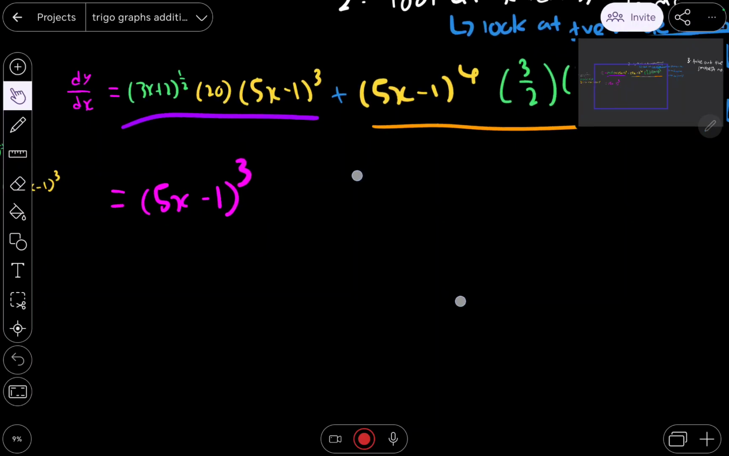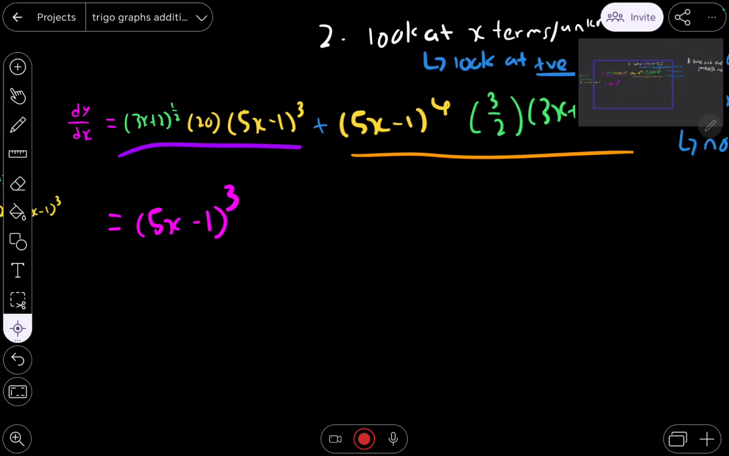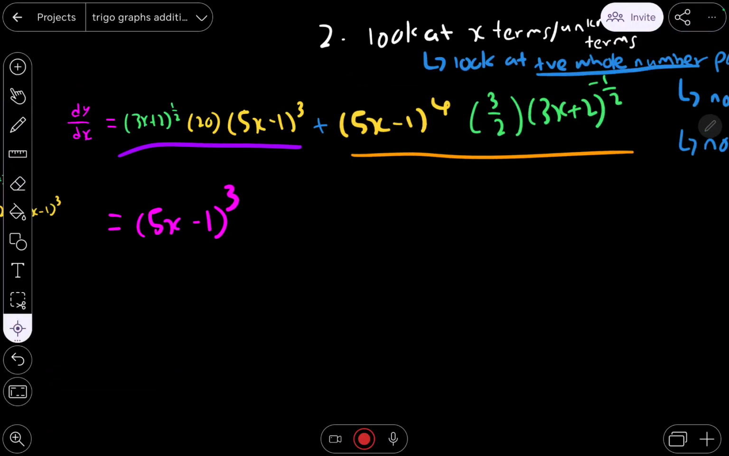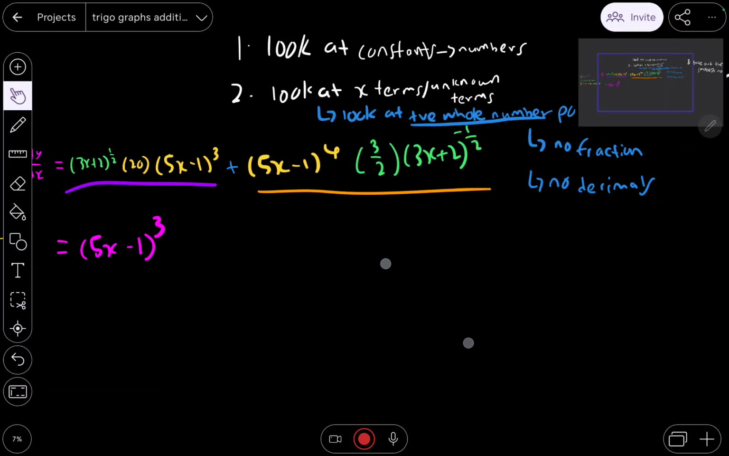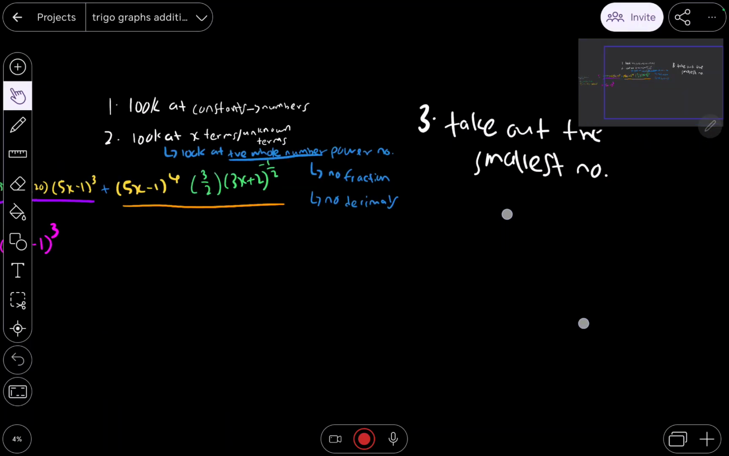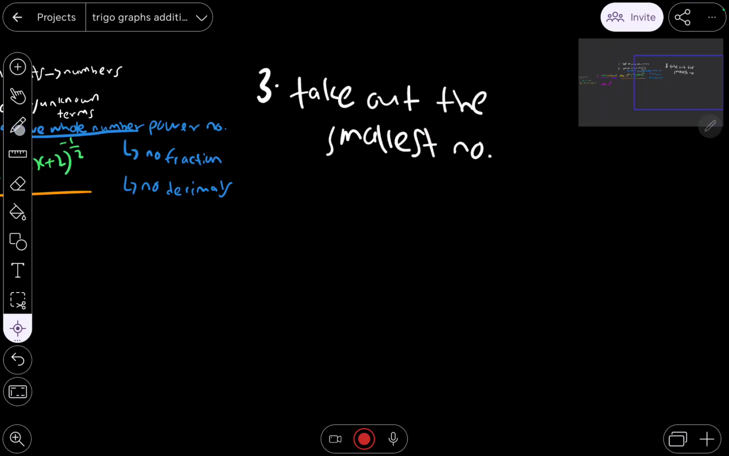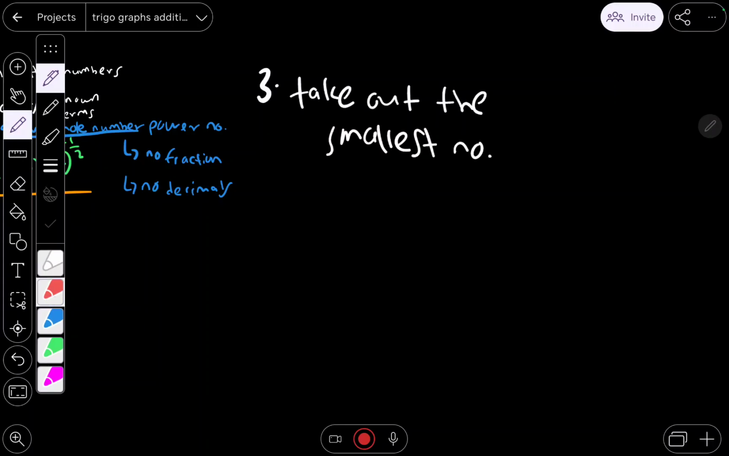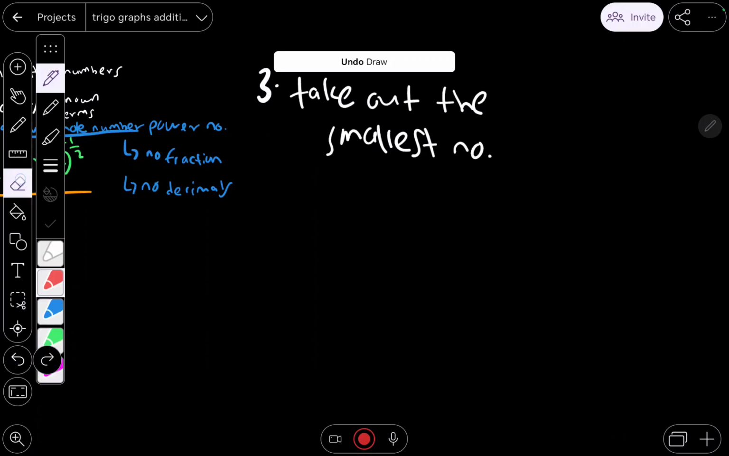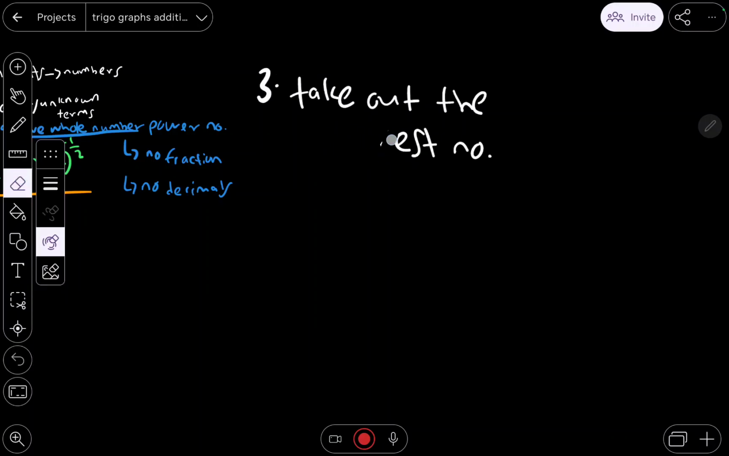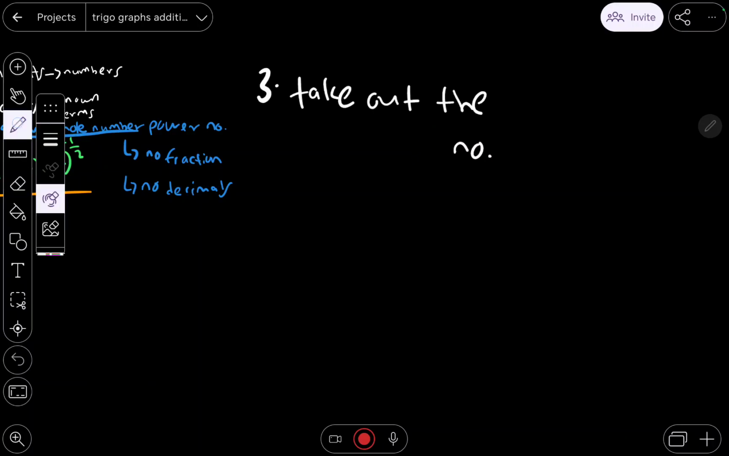And now, let's finally look at your fraction power. Half versus negative half. Take out the smallest number. Remember the keyword over here: smallest. Actually, I have a better idea. Red means danger, right?